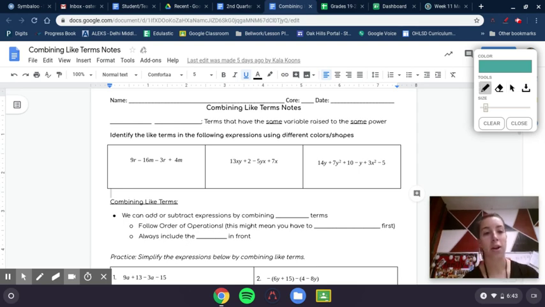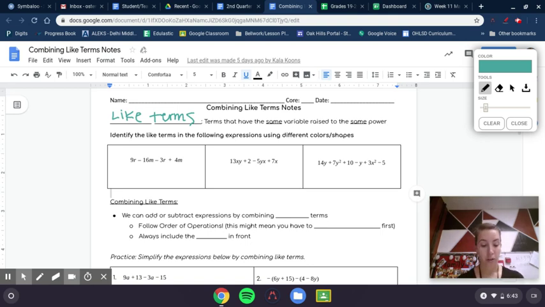You might not know what like terms are, but like terms are terms that have the same variable raised to the same power. If they don't have the same power, then they're not like terms. If they don't have the exact same variable or variables, then they're not like terms either. So we're going to identify the like terms in the following expressions using different colors and or shapes.